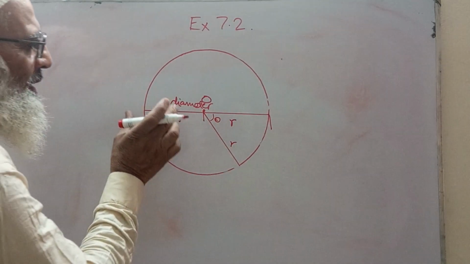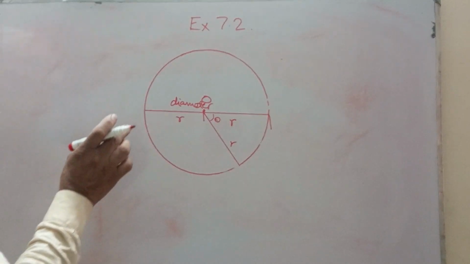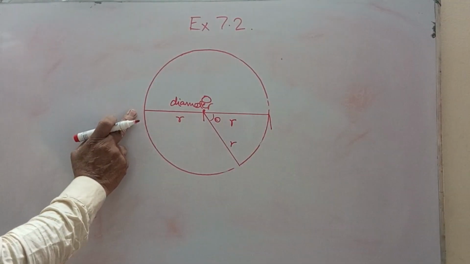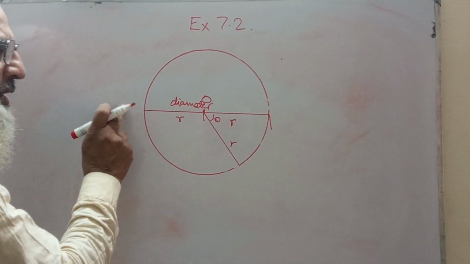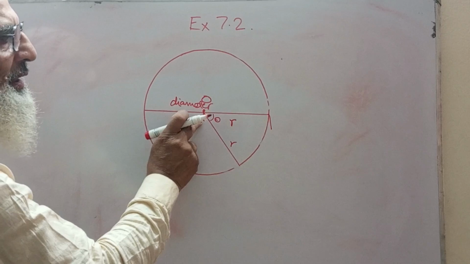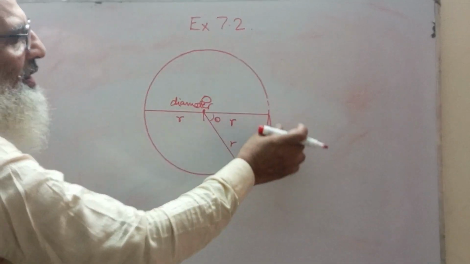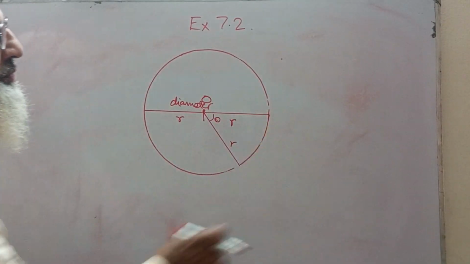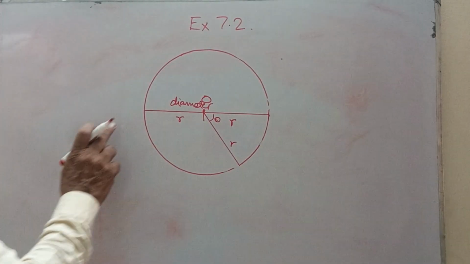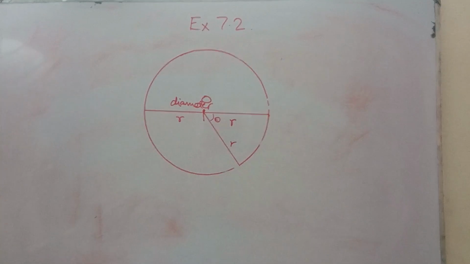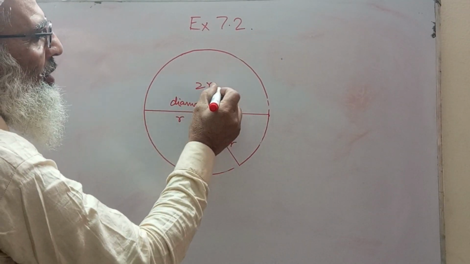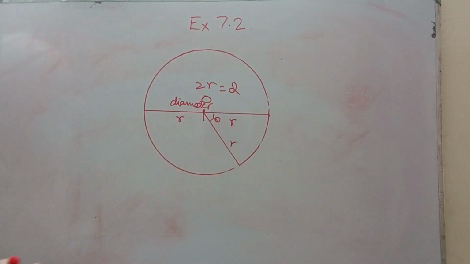Only one diameter is possible, and that will be from a point on the circumference passing through the center and reaching the other point just opposite to that point. Okay, that will be the diameter, and that is called 2r, or that is equal to d.